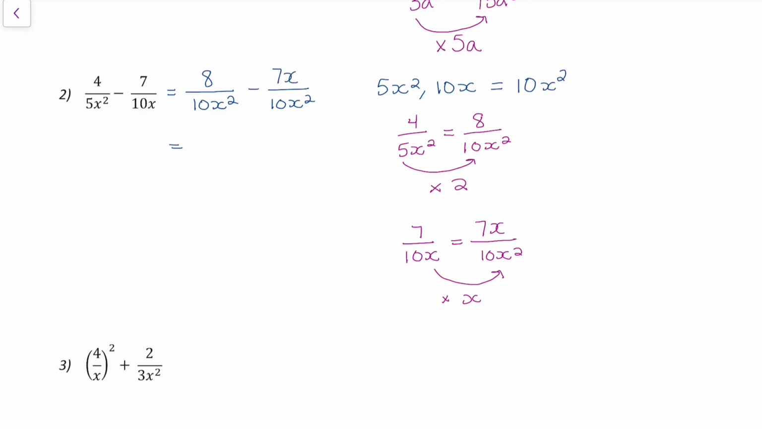So now if I subtract the tops, like this, and that is as simple as I can bring it because there's no number that I can divide 8, 7, and 10 by, and I can't combine my 8 and 7x or subtract them. So that's as simple as I can go.